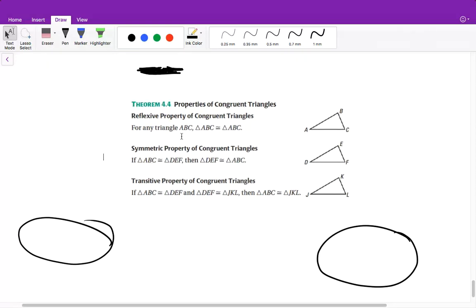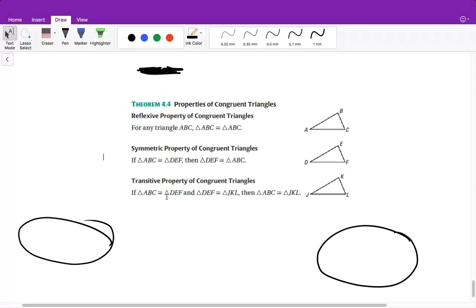So for any triangle, the reflexive property says any triangle is congruent to itself. So if we have the same triangle, we can always say triangle ABC is congruent to itself. That's the reflexive property. The symmetric property is that if triangle ABC is congruent to DEF, we can switch their position and put triangle DEF as congruent to triangle ABC. So it doesn't have to be that the first one must be written first every single time.